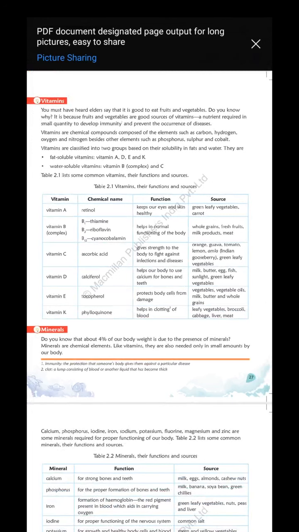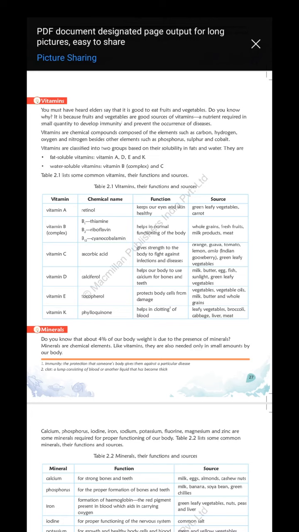Vitamin E protects our body cells from damage. Vitamin E protects our body from damage. Okay na? Are you understanding? And vitamin D is for bones and teeth. Calcium. We are getting calcium from this.